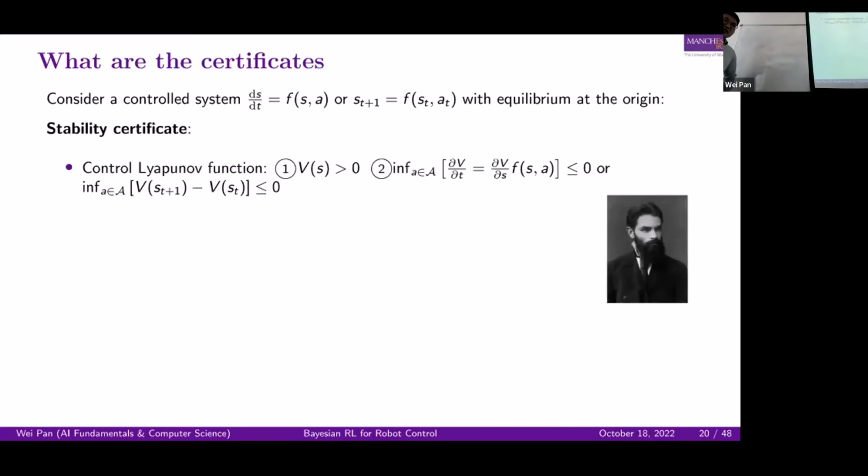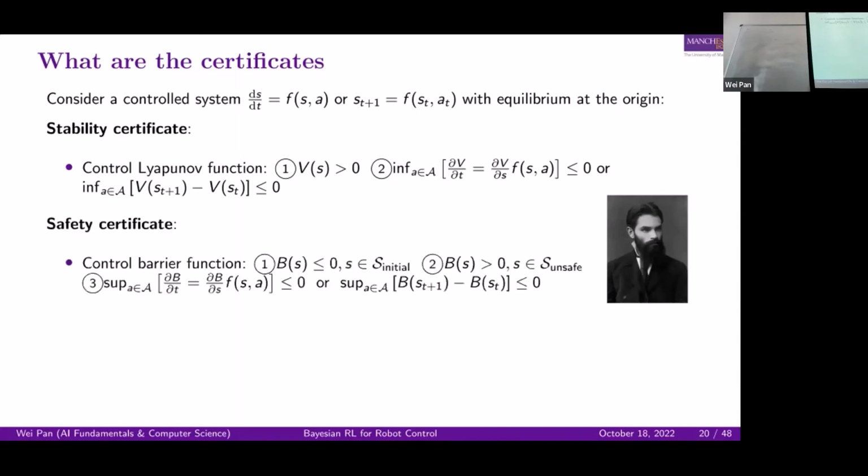And a stability certificate is like you can construct a control Lyapunov function V, which is positive. It's a scalar function, and the derivative over time, or the difference over time for the discrete time case, is non-positive. Well, a safety certificate is that you can construct a control barrier function which is non-positive on the safe side, okay, it is positive on the unsafe side, and the derivative over time or the difference over time is non-positive. So this is decreasing over time.